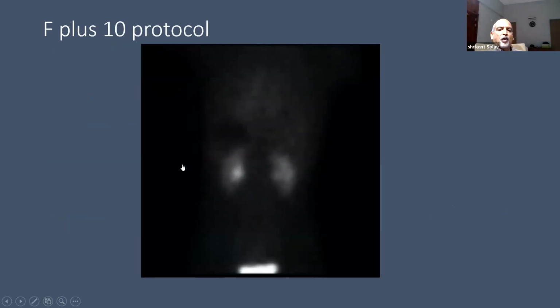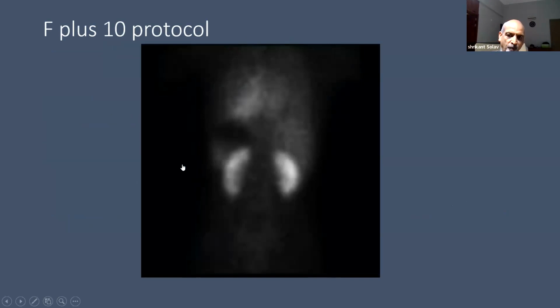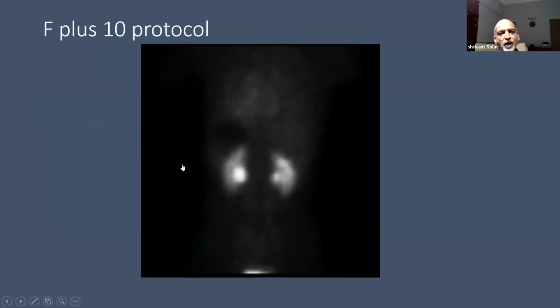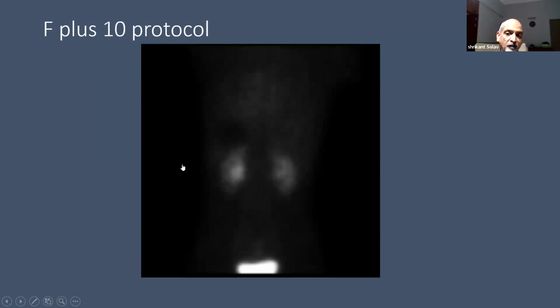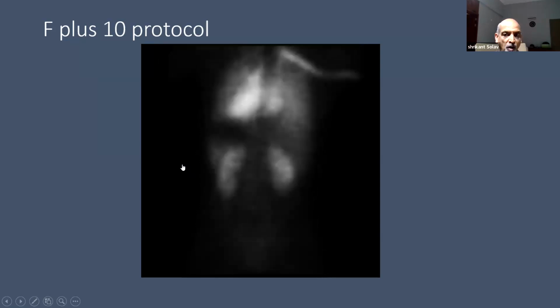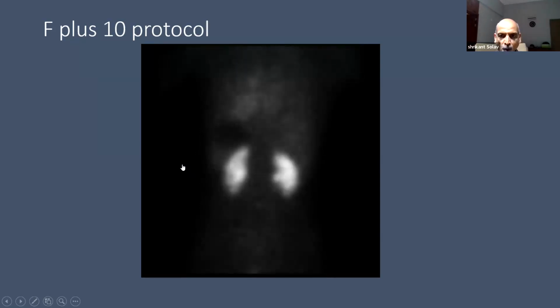Now, here is an example of how the previous example was a dilated system with normal drainage in both routine protocol as well as F-15 protocol. Here's a child who had flank pain, and the urologist called me after I gave a normal report, saying that I am convinced that this patient has ureteric colic. And I'm not convinced that this patient has an obstructed kidney.